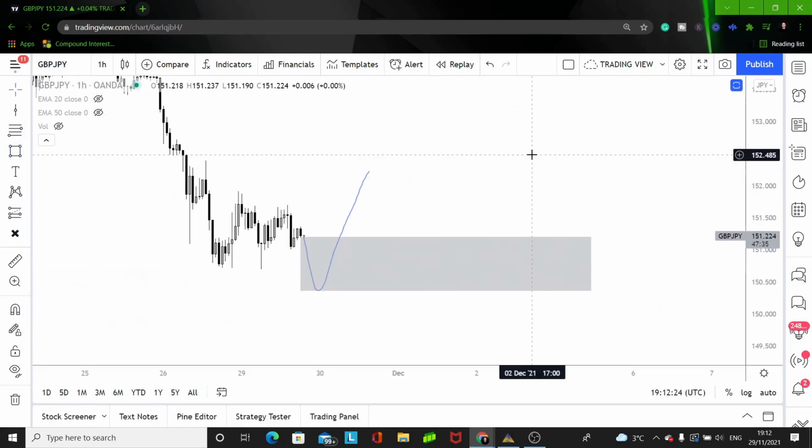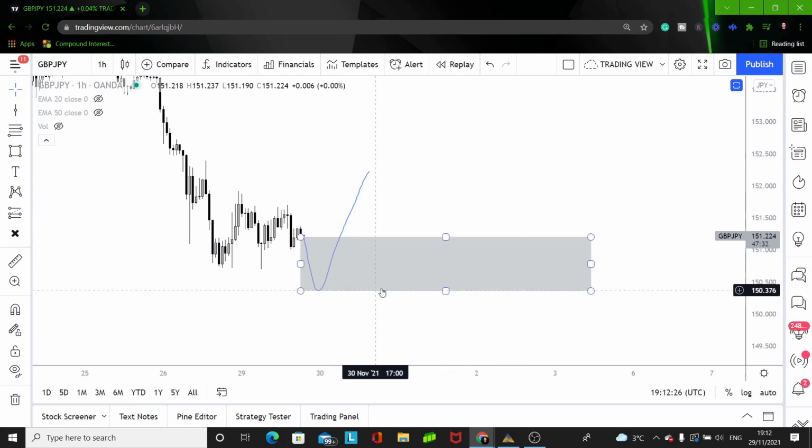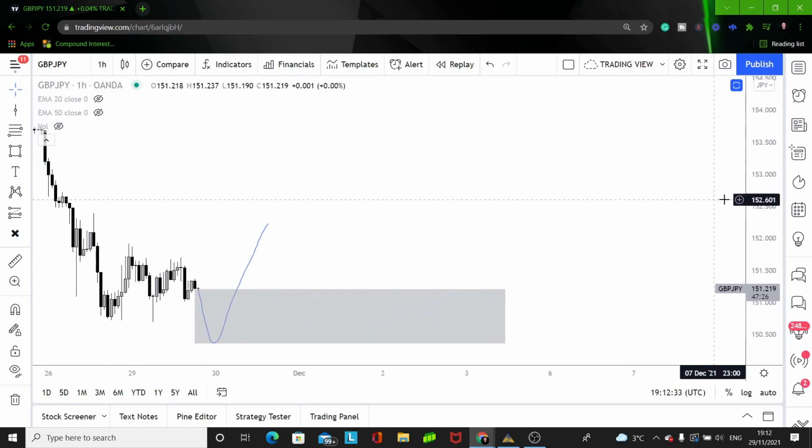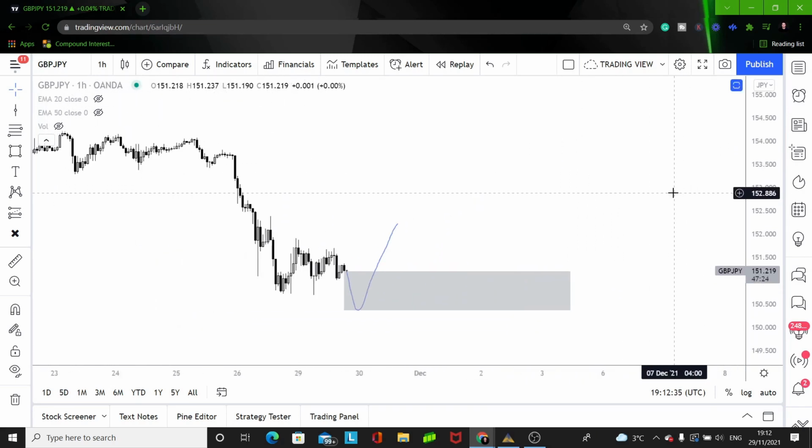So what is a demand zone? Now we could also look at this area as an area of demand. So let's just back up a minute. Let me explain what supply and demand actually is.